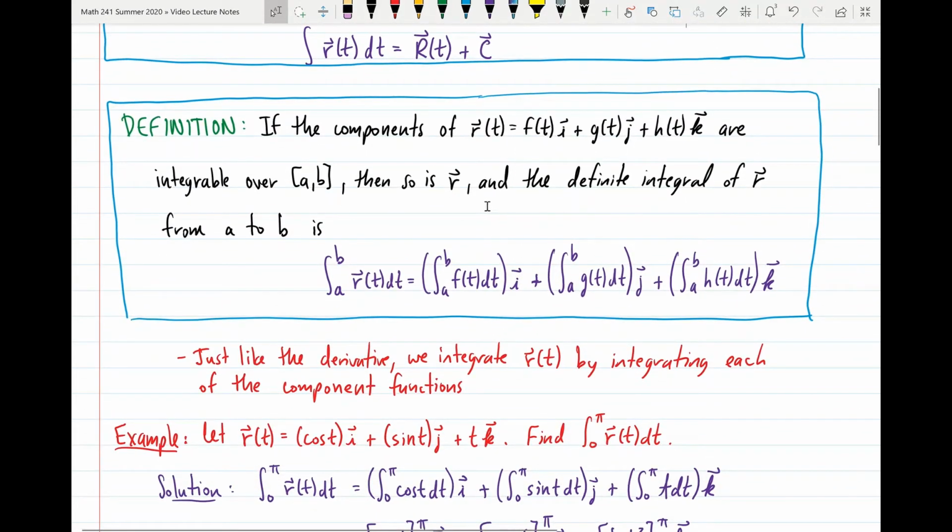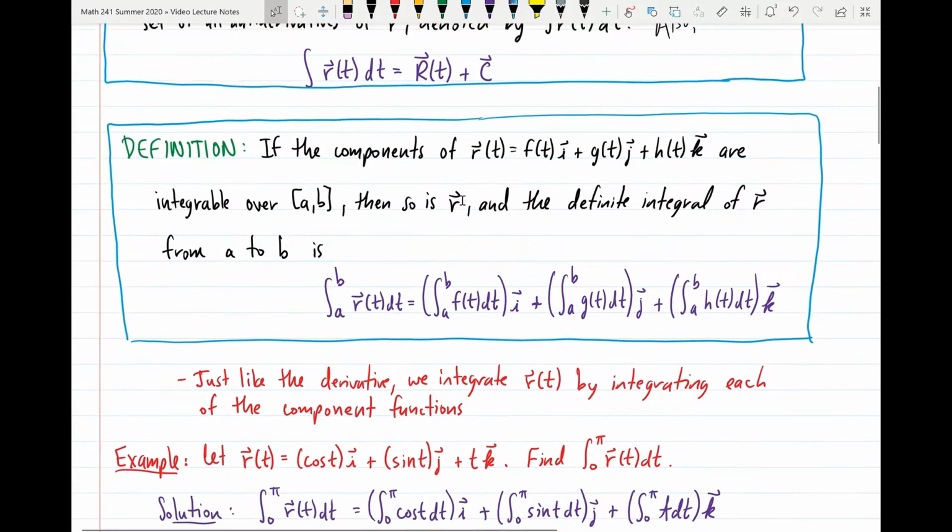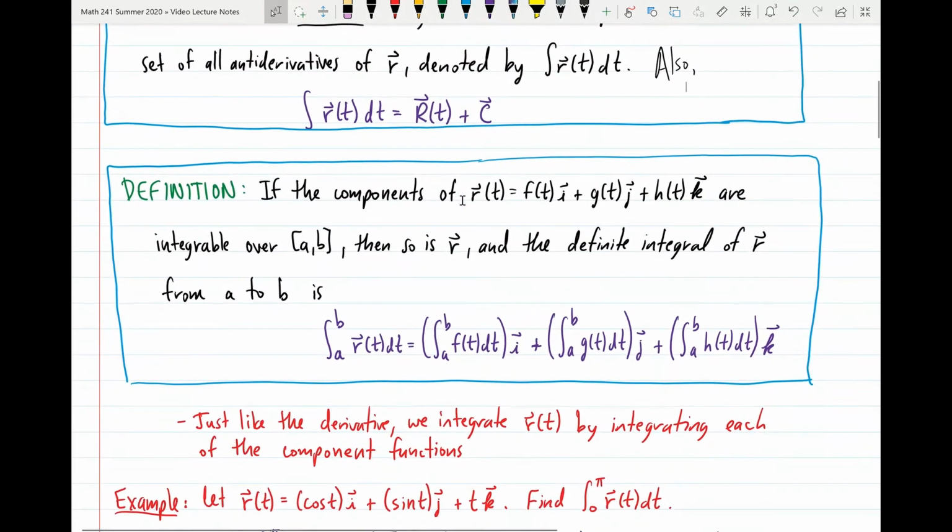And here's another definition, this time the definite integral. So this was the indefinite integral, now down to the definite integral. If we have a vector valued function r, and we've written the component functions out, so we have f of t, g of t, and h of t as component functions here. And if all of those component functions are integrable over the interval from a to b, then so is the vector valued function r, and the definite integral of r from a to b is defined to be, well, first off, we're going to write it exactly how you would expect.